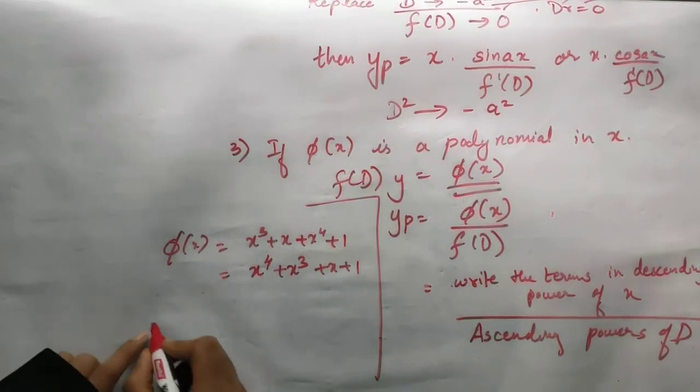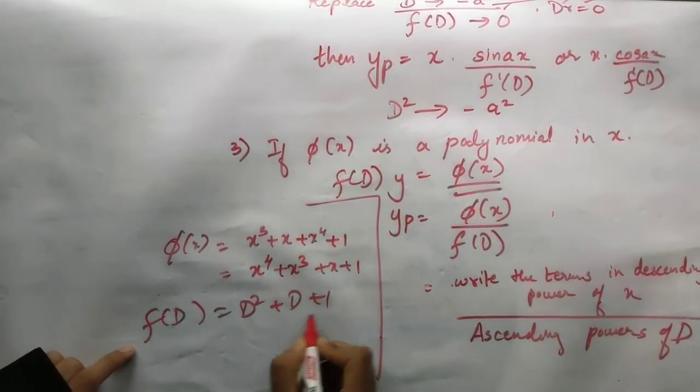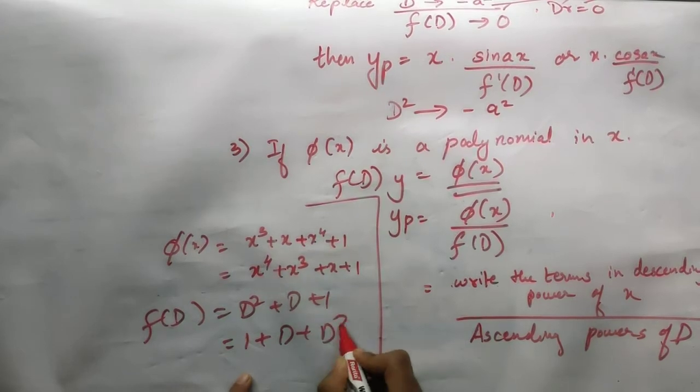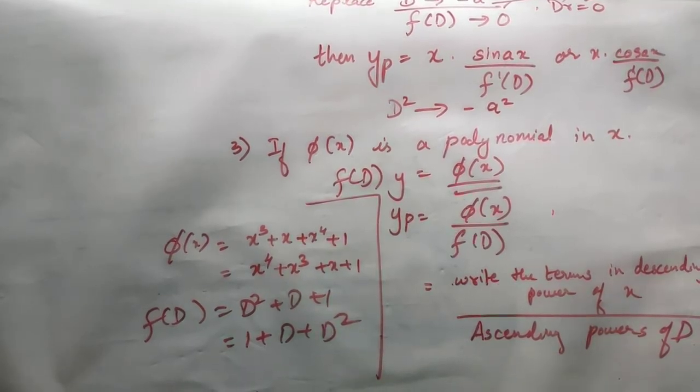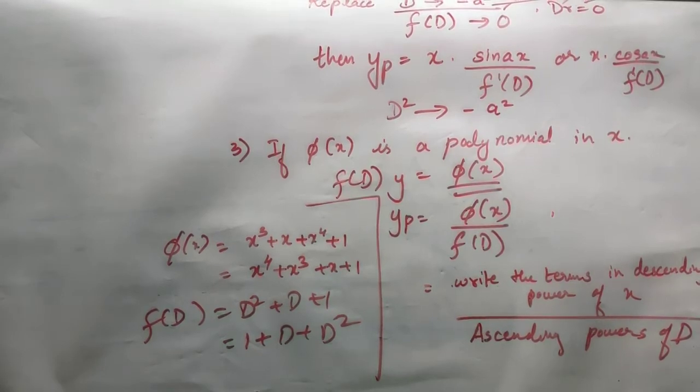Say, for example, your f of D is D square plus D plus 1. So you are going to rewrite this in ascending powers of D, that is 1 plus D plus D square. Further we divide it, and how to divide it we'll discuss with the problems only. Let's continue with the problems on this.